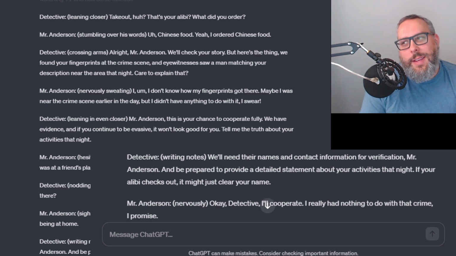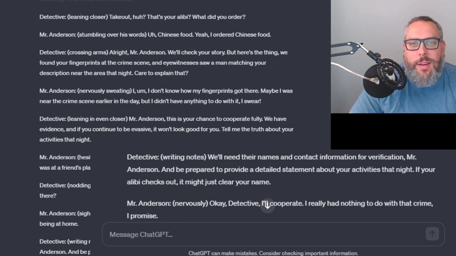So you can see how it's adaptable to different scenarios. And lastly, ChatGPT isn't just limited to everyday scenarios. It can also tackle various genres. If you're writing a science fiction story, you might prompt it with something like a conversation between an alien and a human so that we can explore how characters from different worlds interact.